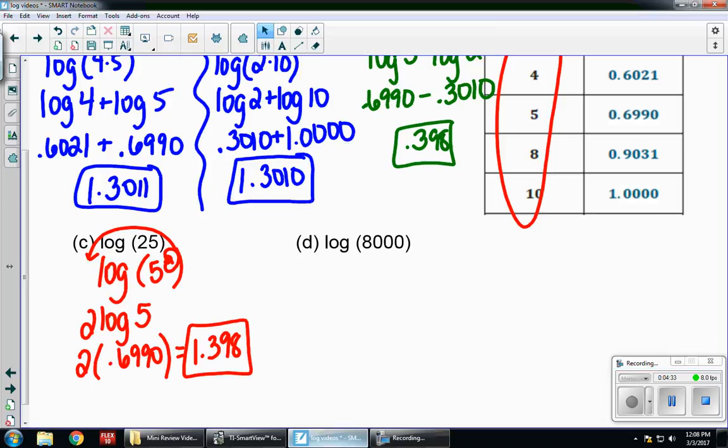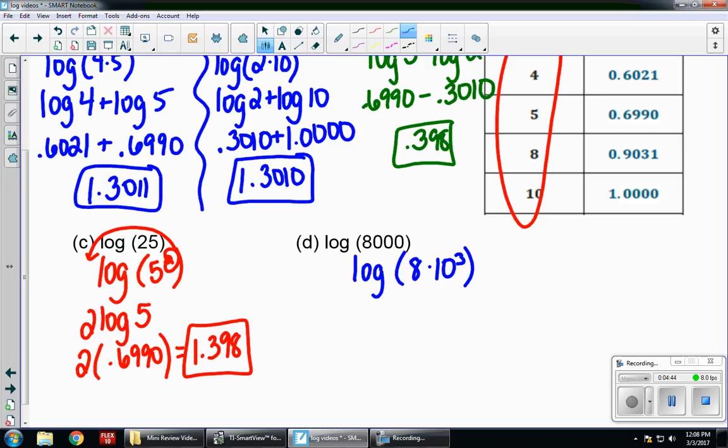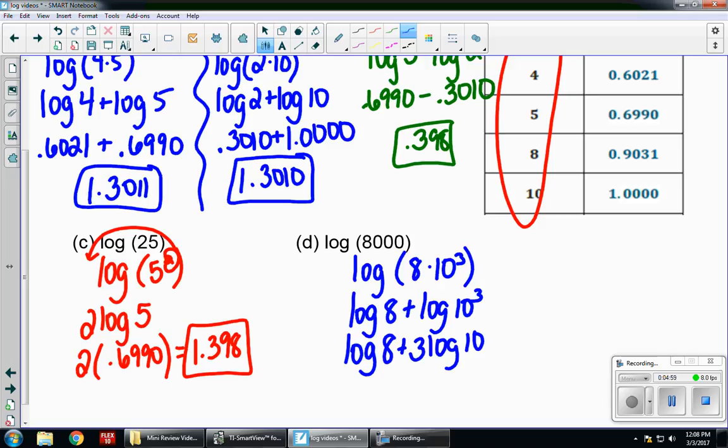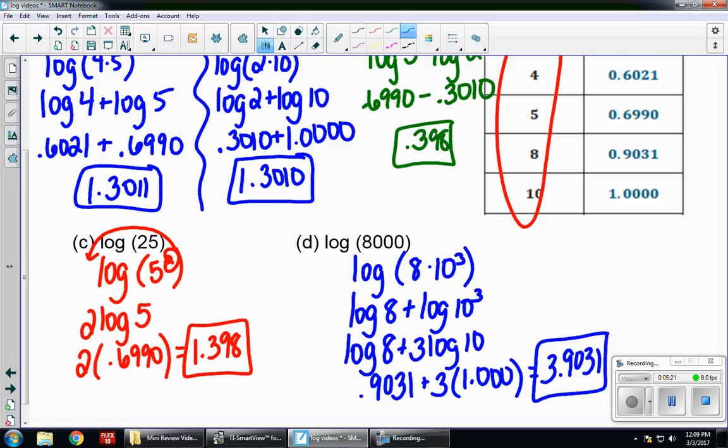And then lastly, let's take a look at log of 8,000. This can be rewritten as log of 8 times 10 to the third. So I have two different rules happening here. Log 8 plus log 10 cubed, but then that exponent comes to the front. So log 8 plus 3 log 10. According to my table, log 8 is 0.9031 and log 10 is 1. When we evaluate that using our calculator, you should get 3.9031. And that's how you use log properties to find exact values using a table.